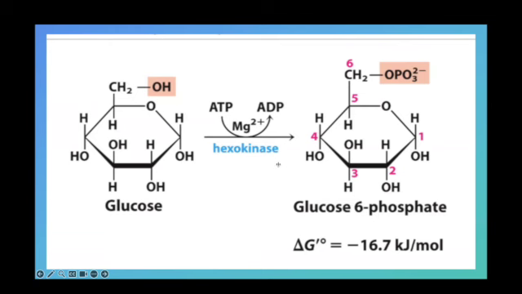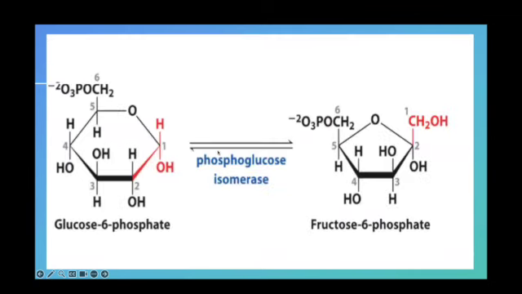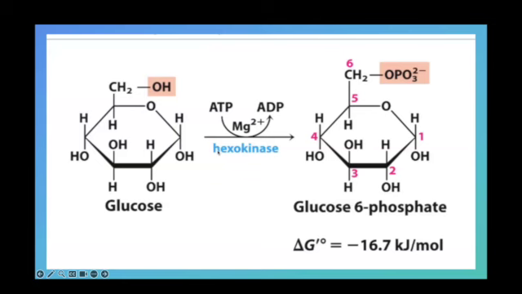So now we have our activated glucose molecule, glucose 6-phosphate. This step is metabolically irreversible because we don't produce energy, we consume energy, and we invest ATP.